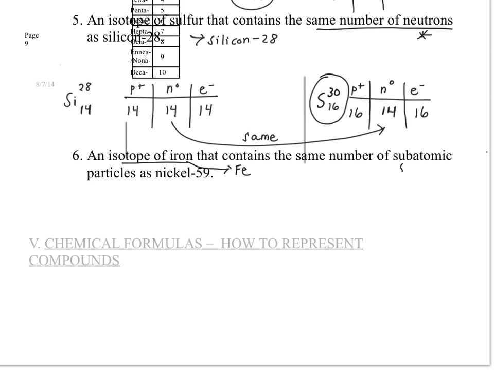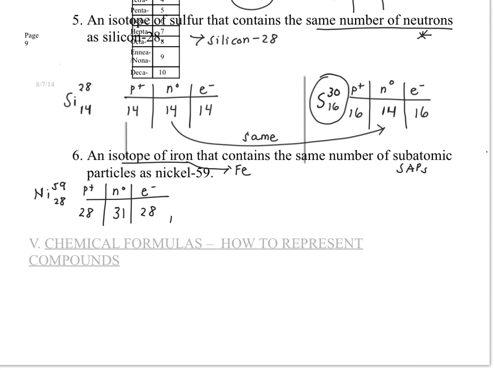Okay, on our last problem on isotopes, we are looking for an isotope of iron that contains the same number of subatomic particles as nickel 59. So let's go ahead and draw our symbol for nickel 59 that has an atomic number of 28 and indicate the number of protons, neutrons, and electrons in our table. It has 28 protons according to the periodic table. The number of neutrons is 31, and the number of electrons is also 28.